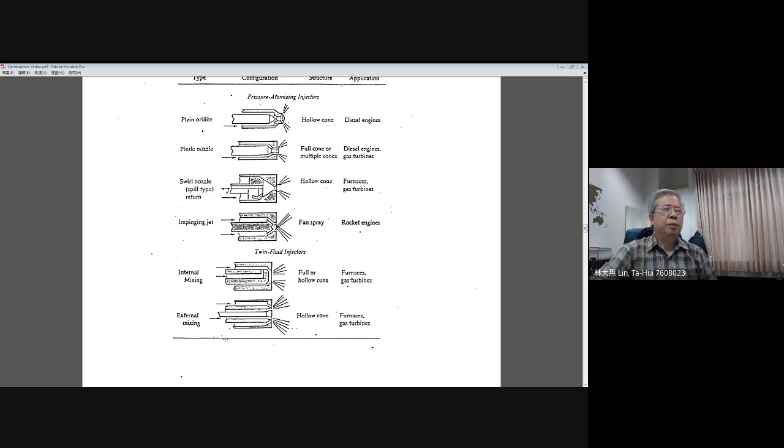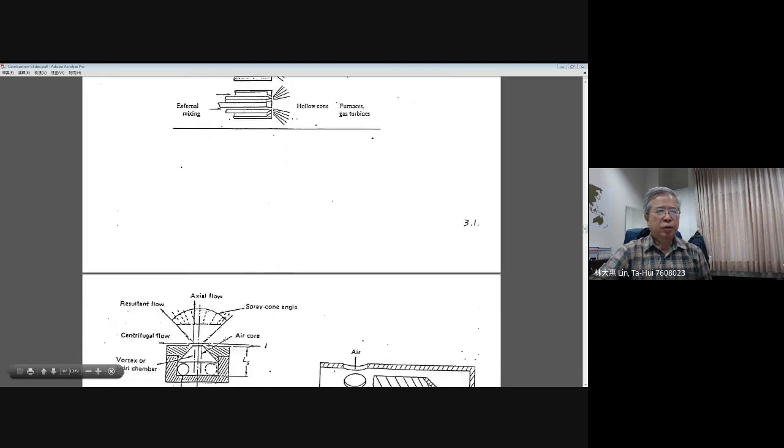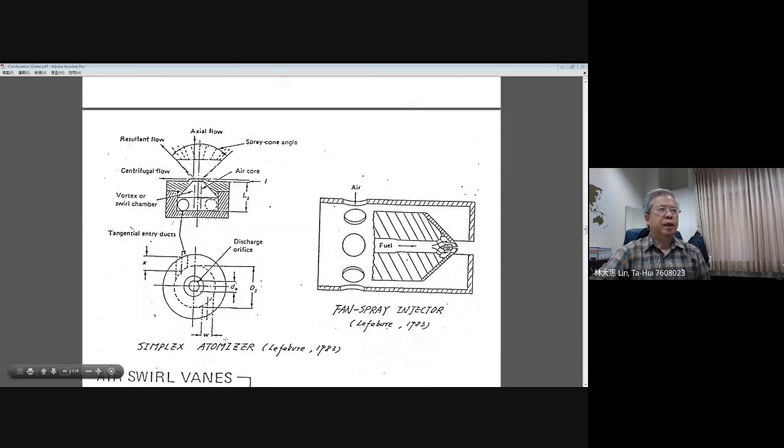Okay. Now I will give you some examples to illustrate the mixing process or the atomization process. Let's go to the next page. Okay, now this is the first one. I give you the so-called swirling nozzle, the simplex nozzle used for gas turbines. You can see this is the cross section of your injector, and if you look at the horizontal section of your nozzle, you can see the liquid coming from the tangential inlet.